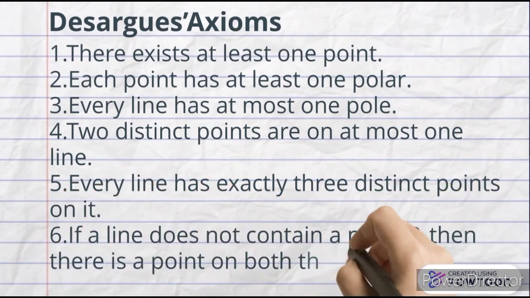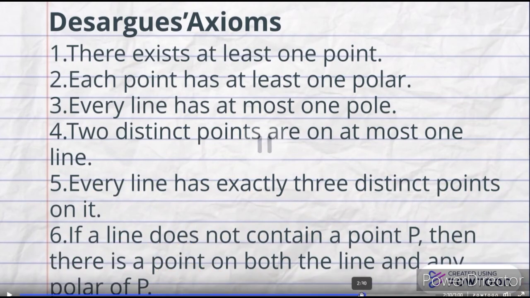1. There exists at least one point. 2. Each point has at least one polar. 3. Every line has at most one pole. 4. Two distinct points are on at most one line. 5. Every line has exactly 3 distinct points on it. 6. If a line does not contain a point P, then there is a point on the line and any polar of P.